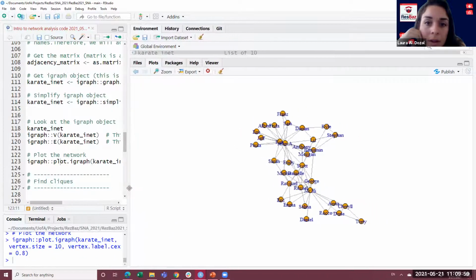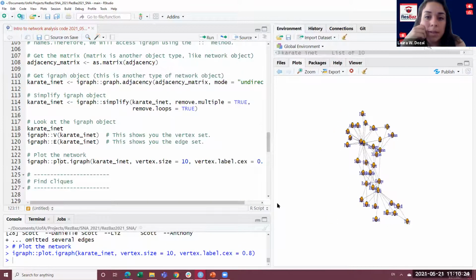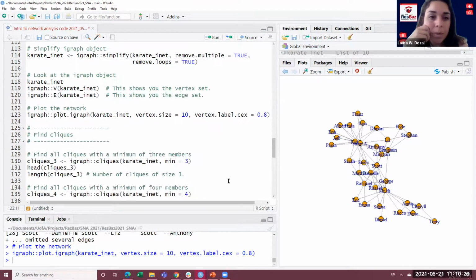Hopefully, oh okay. Not as visible as our other network, but this gives you an idea of how iGraph sets up its networks. It's not the same setup as before, or I guess rotation, but it's the same network. So we have our network. We can see our network.